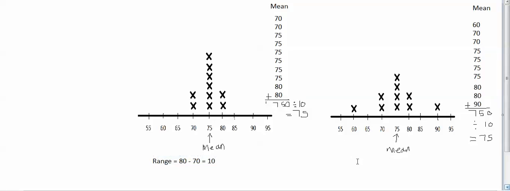Over here, we would do the same thing. To get the range of this class, we would subtract the highest value by the lowest value. It would be 90 minus 60, and we would have a range of 30. So this class with a higher dispersion does have a wider range than this class with a lower dispersion. In this class, the highest and lowest values are 30 apart, and in this class, the highest and lowest values are only 10 apart.